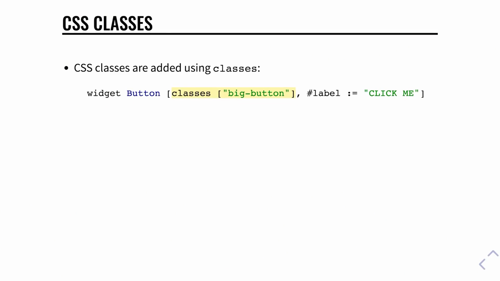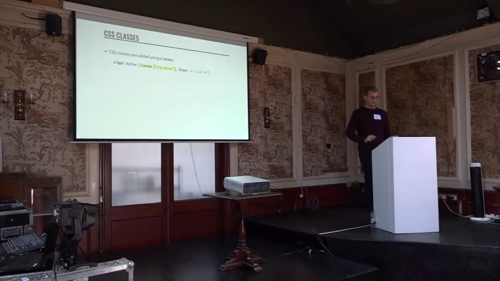Finally, there's support for adding CSS classes to your markup. So you can say that I want the big button class added to this widget. And then you'd have to set up CSS somehow outside. I'm using this heavily. OK, so we've seen the library part of this declarative thing.